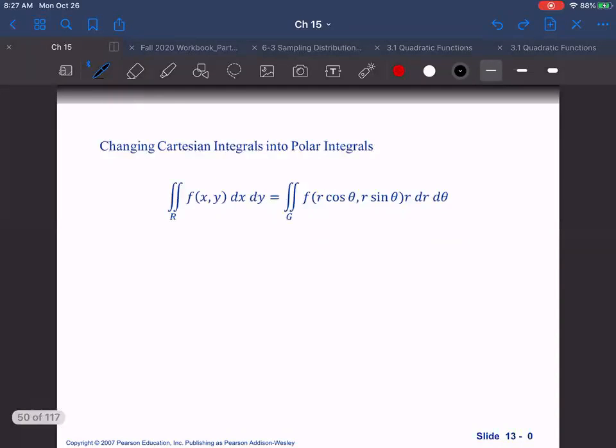Then we come over here, and this is a nice little changing Cartesian integrals into polar integrals. You do your substitution of x equals r cosine theta, and y is r sine theta, and then you swap out dx dy for r dr d theta. This is your dA, your little area element right there. And so as long as you do that, it actually becomes pretty straightforward. This is usually pretty useful whenever you have an x squared plus a y squared in your function, and you make this change, and it actually simplifies down a lot of times.